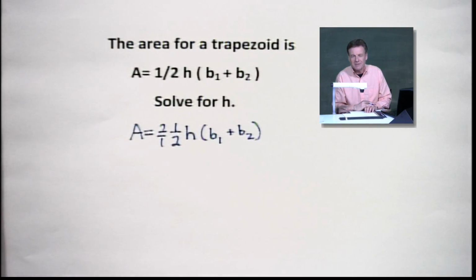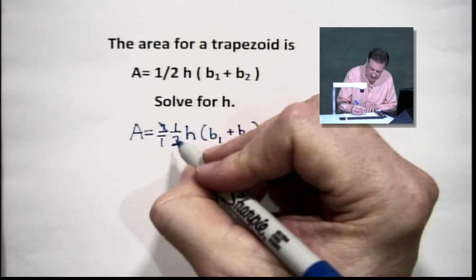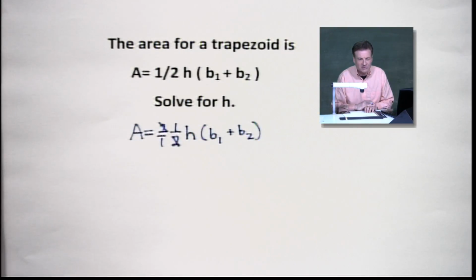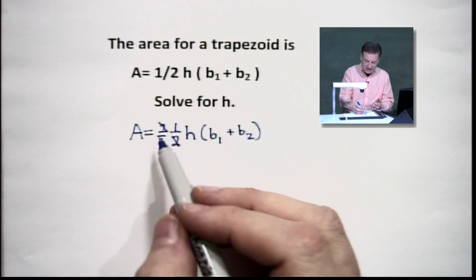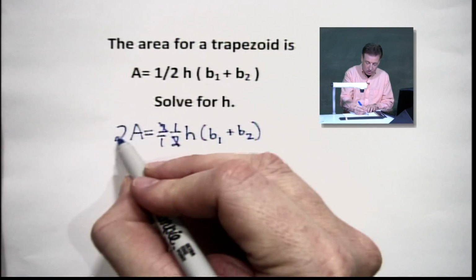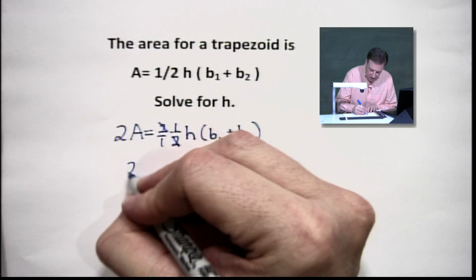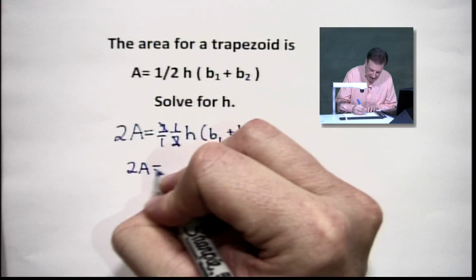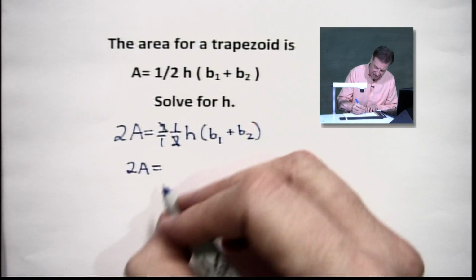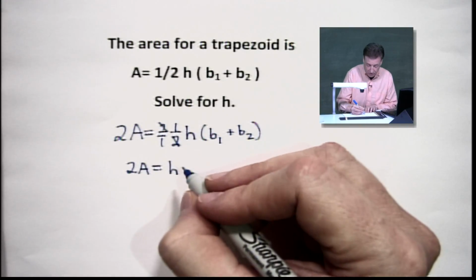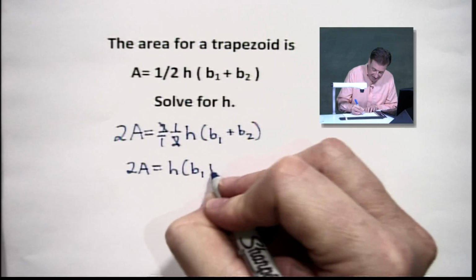2 over 1. Why did I do that? Because it's going to allow those to cancel. But the trick is, since I put a 2 to this side, I must put a 2 to the left-hand side. So there it goes. Pops into view. So what do we got? Let's look. We got 2a equaling h times, that's the height by the way, our two bases added together, base 1 and base 2.